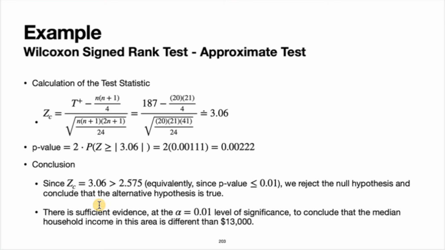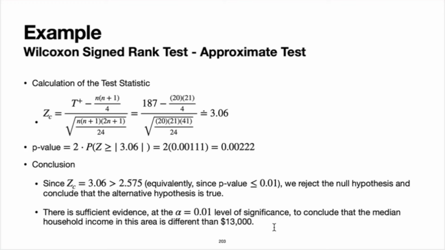Now, as I am doing in all these examples, just for completeness' sake, I've also included how to calculate the p-value. Because this is a two-sided test, the p-value is equal to 2 times the probability that the standard normal random variable z is greater than or equal to the absolute value of our test statistic, which is 3.06. Using the standard normal table, I find that probability is 0.00111, and then I multiply that by 2, so the p-value is 0.00222. So I could also conclude, since the p-value is less than or equal to 0.01, that the null hypothesis is false and that the alternative is true.